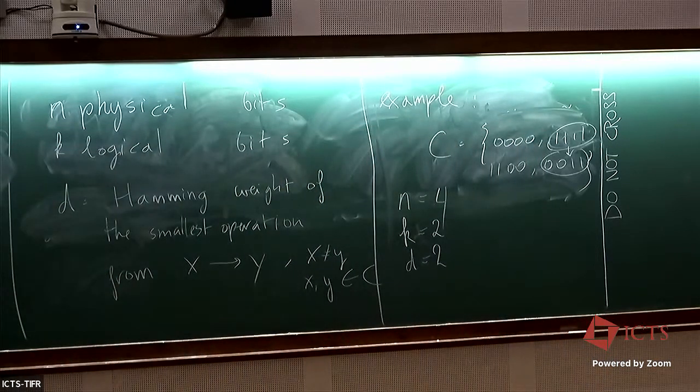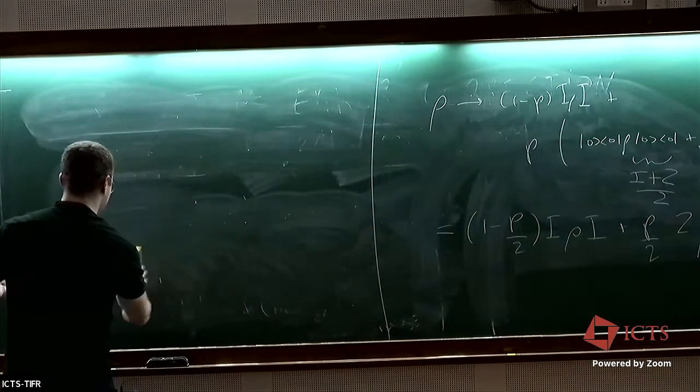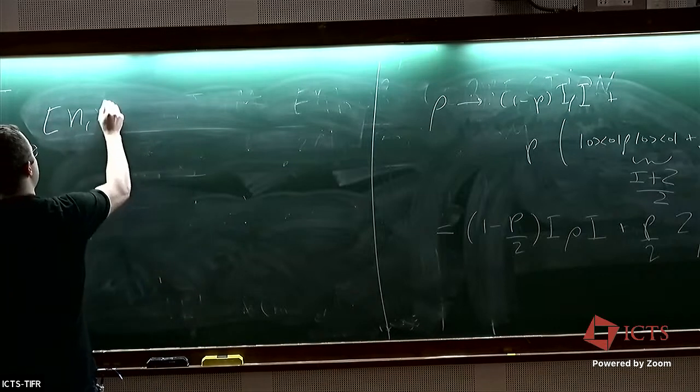We call this thing an [n, k, d] code: n physical qubits, k logical qubits, and the distance d. And again, the same jargon applies to quantum error correcting codes. We call this an [n, k, d] code.